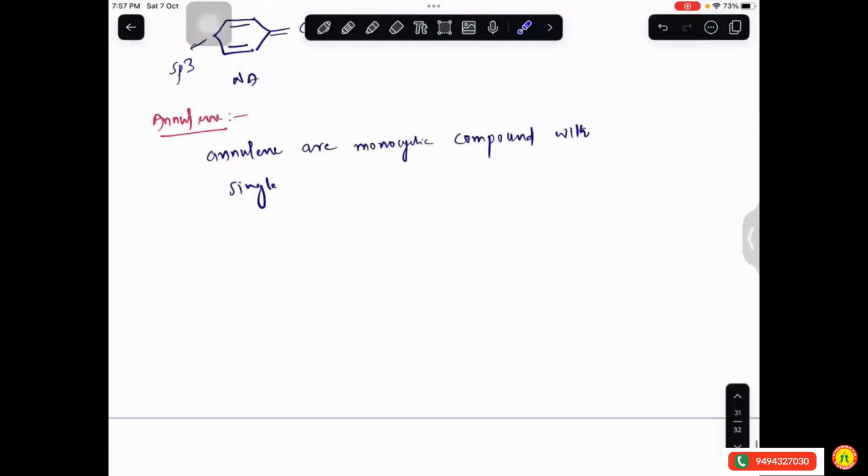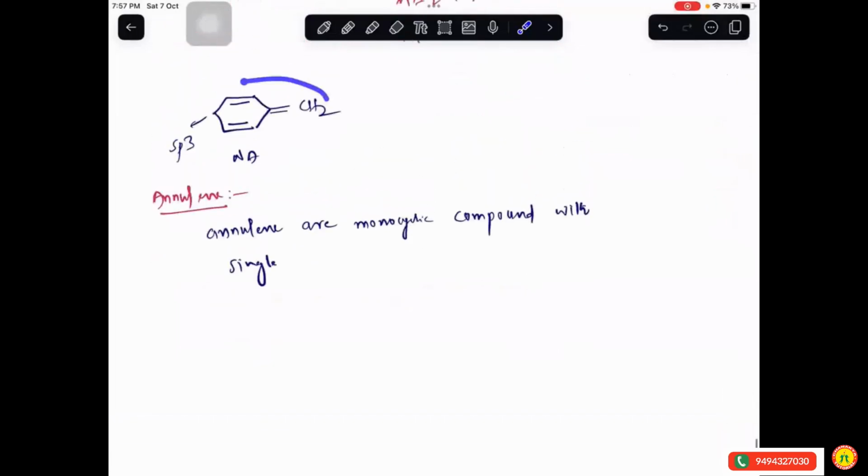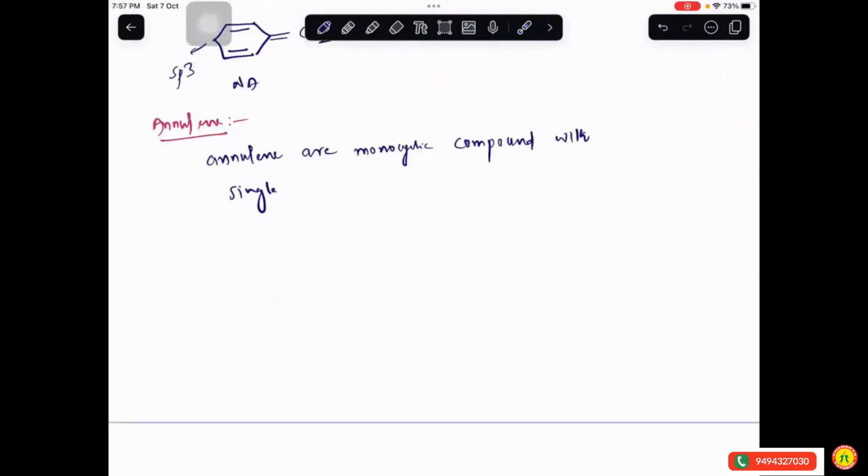Nice. Annulene, this one here, see. Check it. Here is a double bond, here is a benzene ring, and here CH2 is there. So what is the mode? This is sp3. One sp3 carbon means obviously it is non-aromatic, simple. This question was asked earlier in the exam.